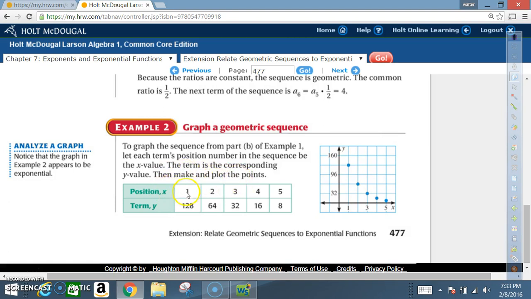So 1, 2, 3, 4, 5, those are our x values. It's based on the number's position. And so each corresponding value is 128, 64, 32, 16, 8. And then we graph. And that's all there is to that one. No more, no less.